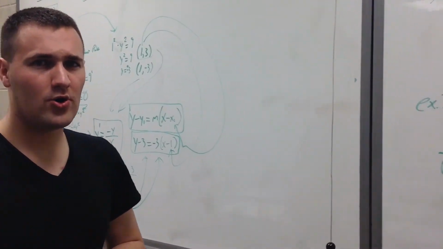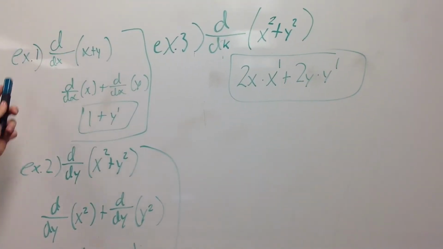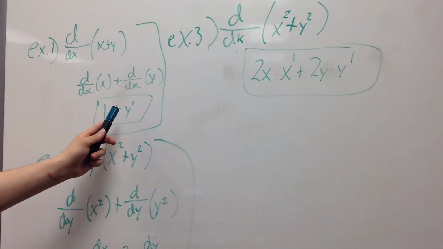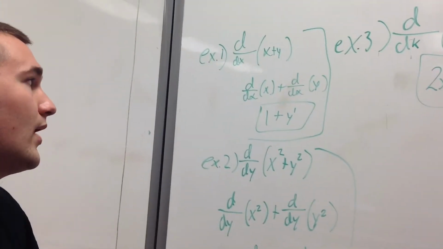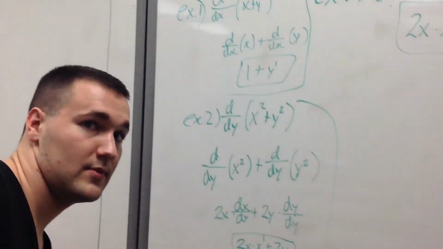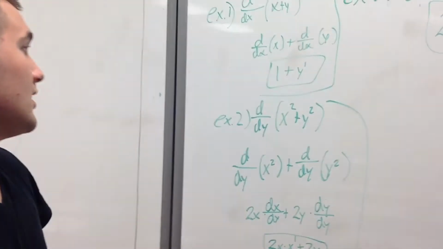Some other small examples, say you have d/dx of x plus y, put it through, and because y is not d/dx, you're left with y prime. So there is some confusion in there, but it still makes sense in a way.